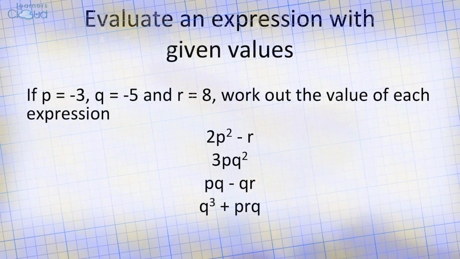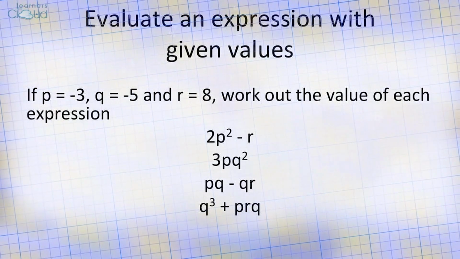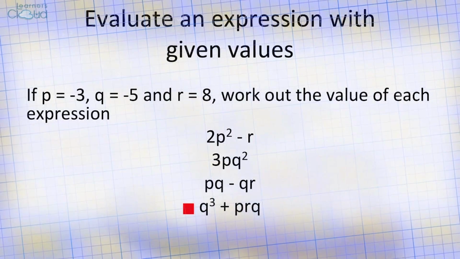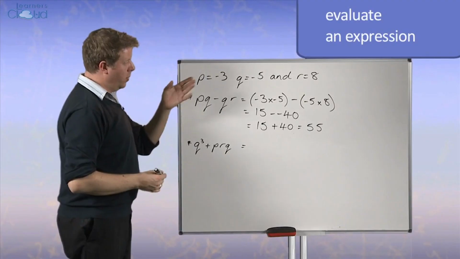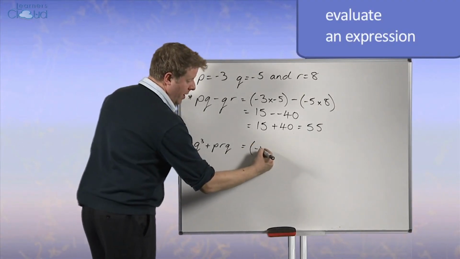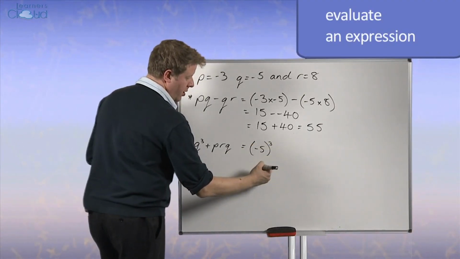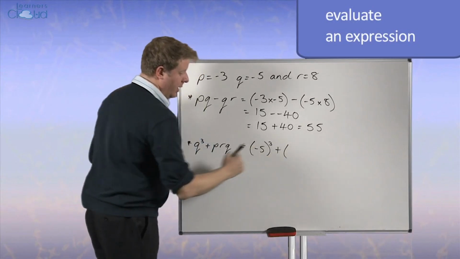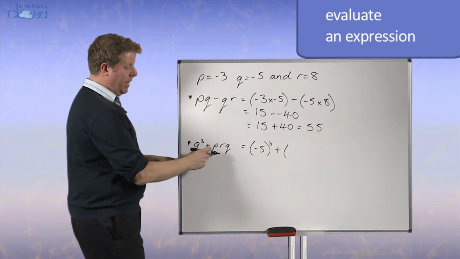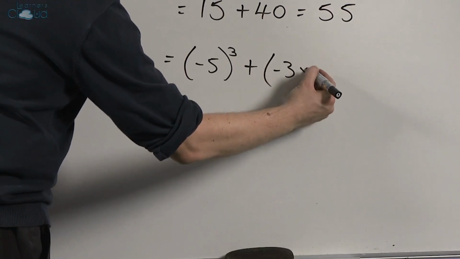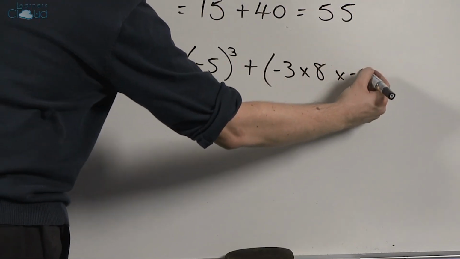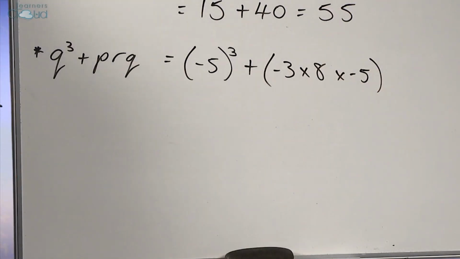So let's look at our final example. It's Q cubed add PRQ. So Q is still minus 5, so this is now going to become minus 5 cubed. And I'm going to add, again I'll put it in brackets, P times R times Q. So that's minus 3 multiplied by 8 multiplied by minus 5.